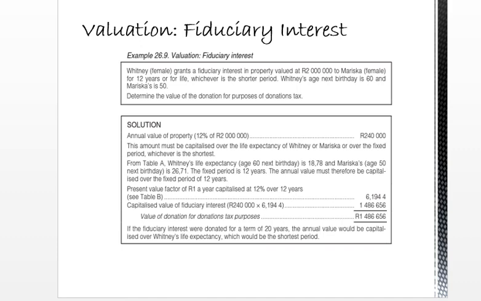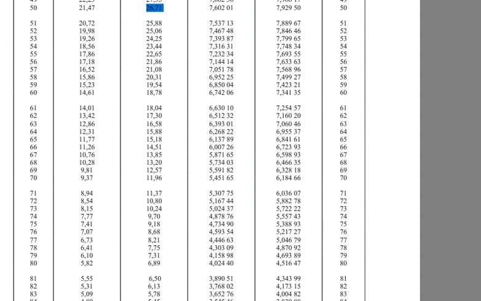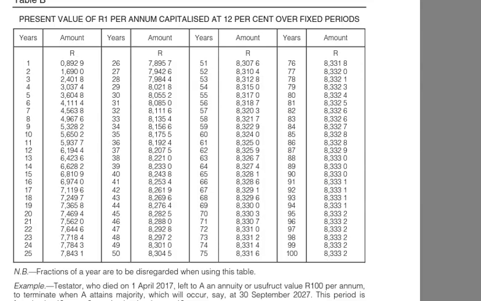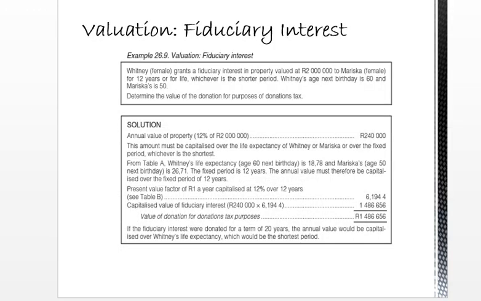So the present value on this fixed period is then 6.1944. Okay, and that we want to capitalize of the fiduciary interest. So the value of the donation for donation tax purposes will then be 1.486 million rand.